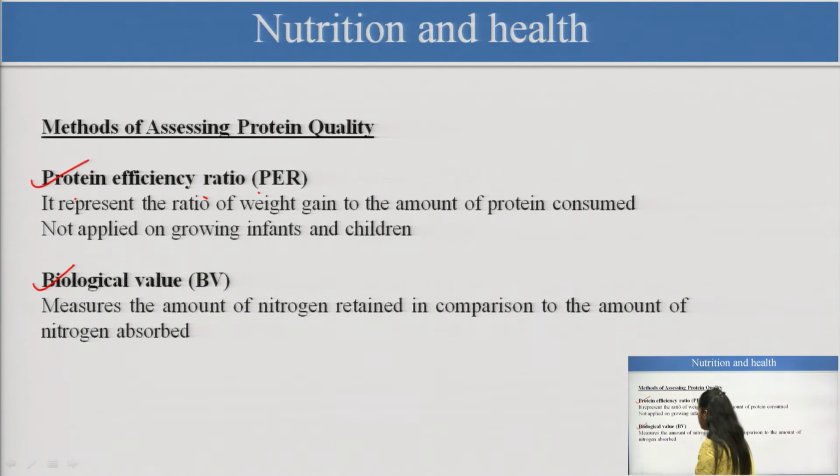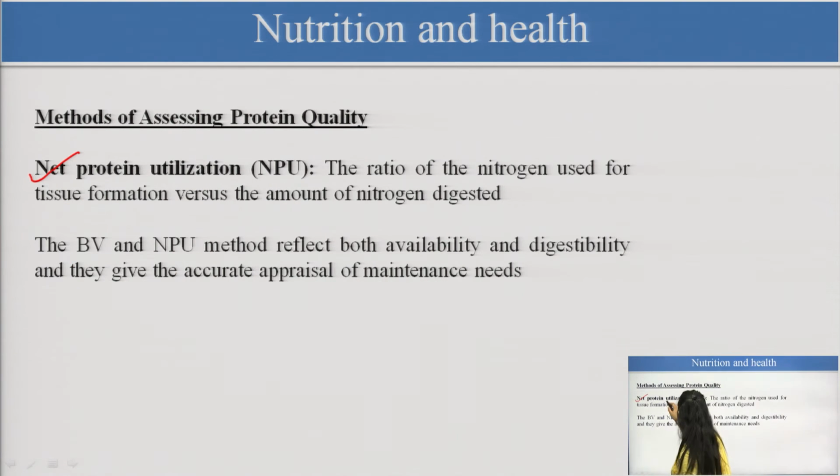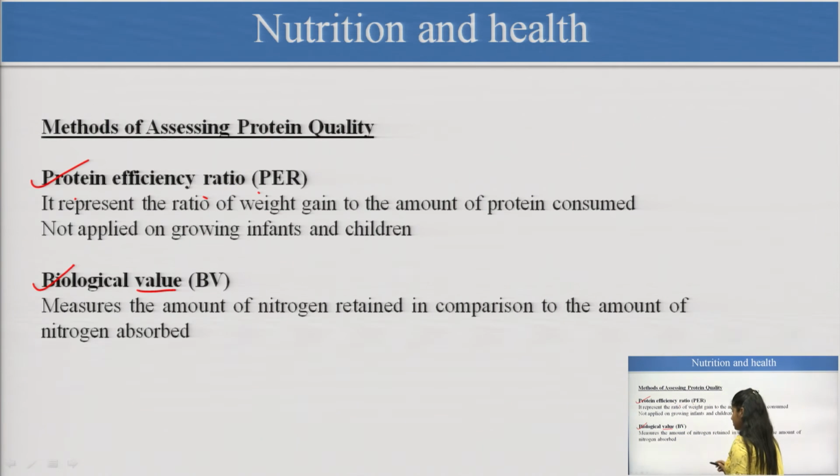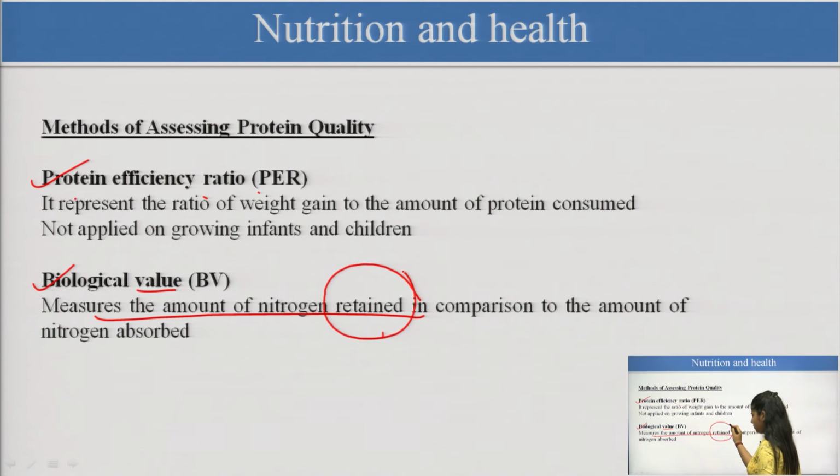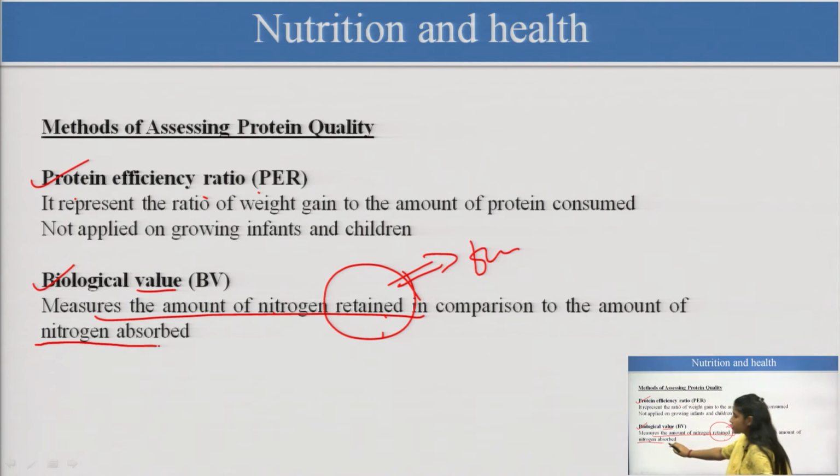Then there is the biological value. There is one scale, biological value, and another scale, net protein utilization. In both of these terms we are taking the values of nitrogen. The only difference is that for the biological value we are measuring the amount of nitrogen. Proteins are formed from amino acids, and in the amino acids we have nitrogen. So, we are measuring the amount of nitrogen which is retained. Whatever nitrogen is retained is useful and functional. So, we are calculating the nitrogen retained in comparison to the nitrogen which is absorbed.